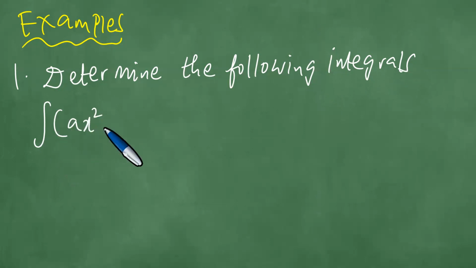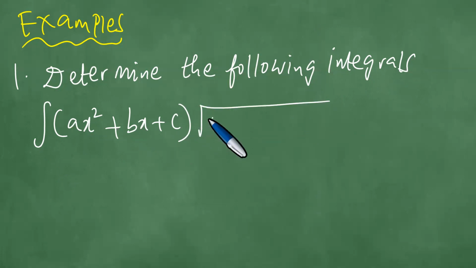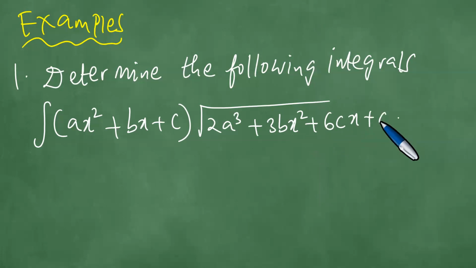Okay, we have this one. Okay, so we have 2a cubed plus 3bx squared plus 6cx plus d. Okay, we need to solve this particular question, and we need to look at what to do to solve it. All right, let's do this, and we look at the solution to this.